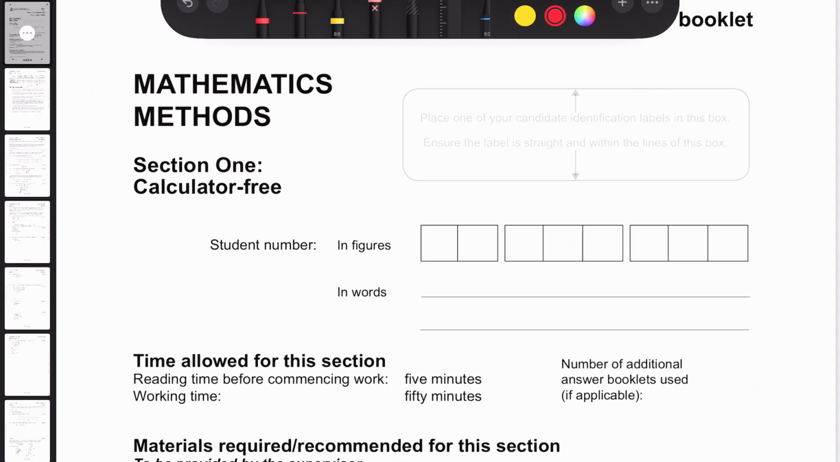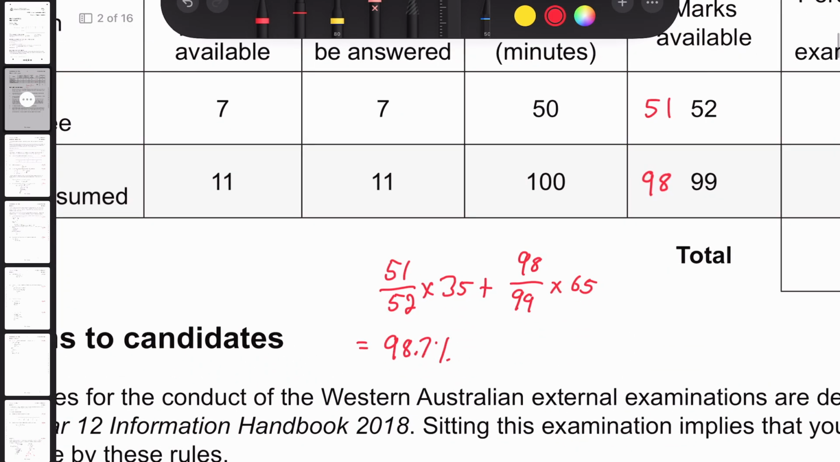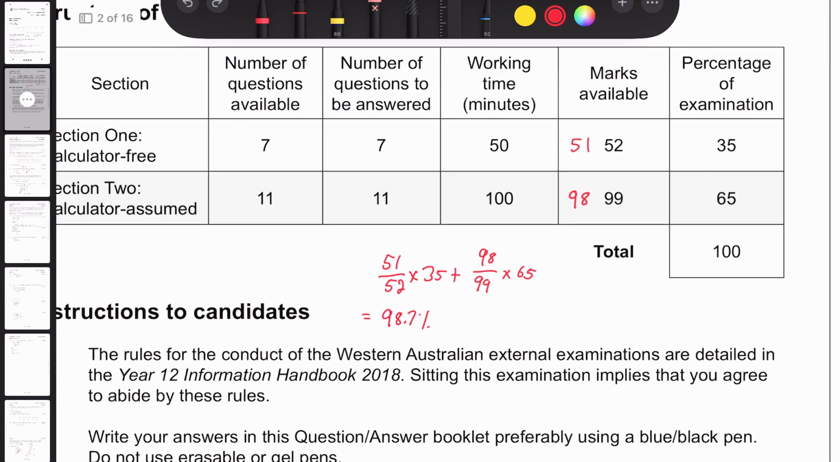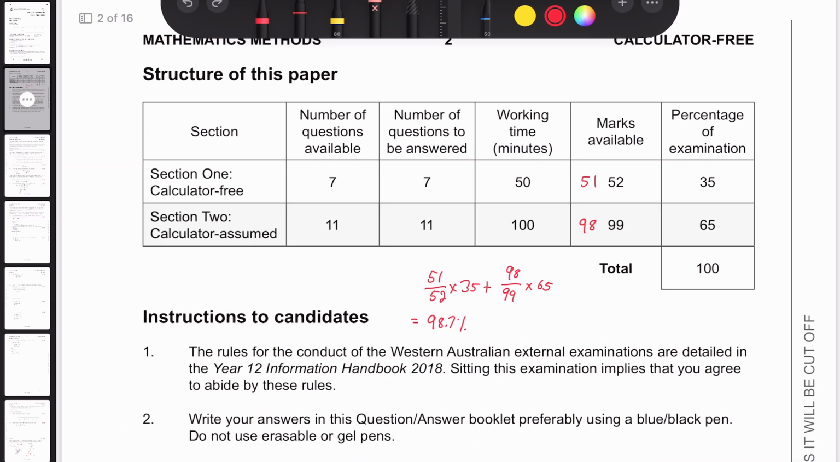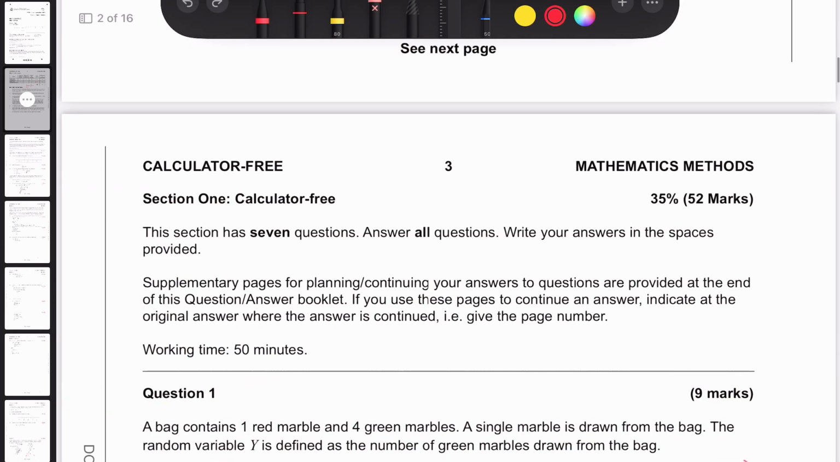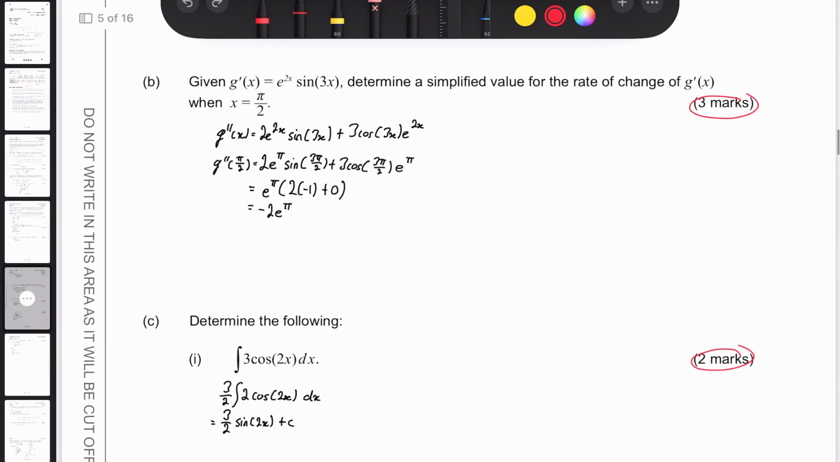Welcome back, everyone. It's a little bit later in the day, but I just finished marking, and I am so happy, as we got 98.7%. We only lost 1 mark each in each of the different sections, so I feel like this marking section of the video is going to be quite short. I'll just skim through everything because there's not much to talk about really.